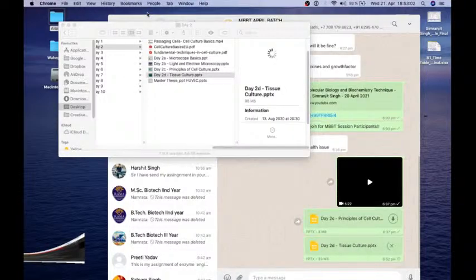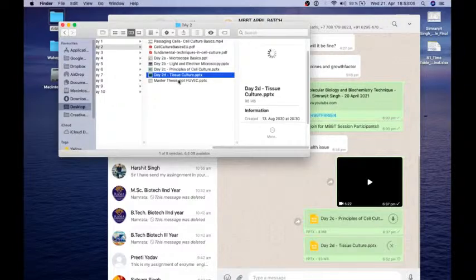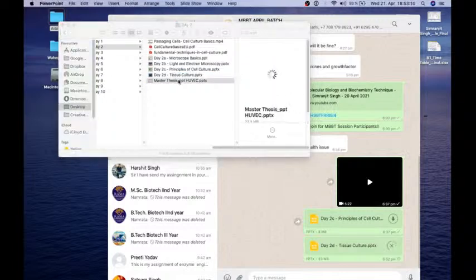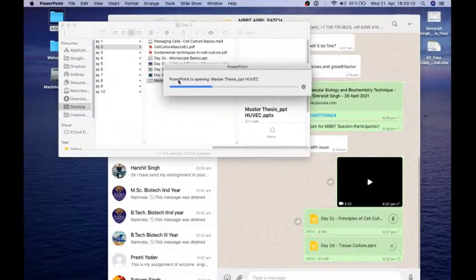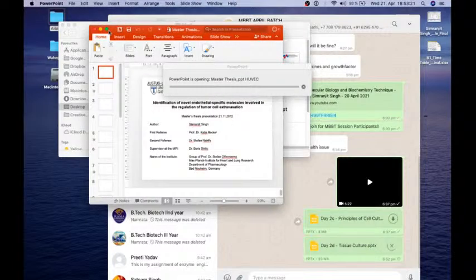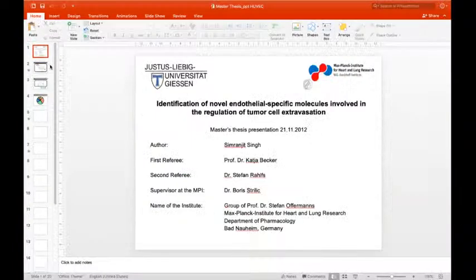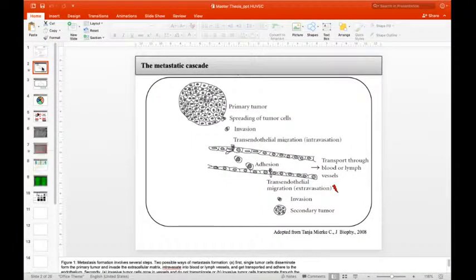I will show you, maybe I can show you in the last 5 minutes here. So this is my presentation from my PhD time, master thesis time in 2012. Here I was working with cancer metastasis. This is the primary tumor cells which get invaded from it and then transfer. There is transendothelial migration happening, intravasation through the blood vessels, and they move and adhere, and then they go for transendothelial migration, extravasation, then they invade into the secondary tumor, the secondary organ.